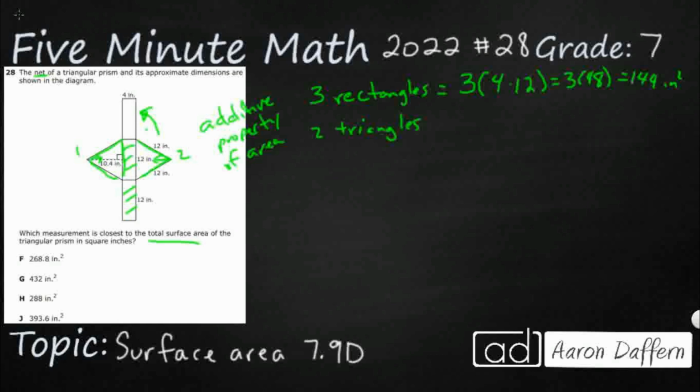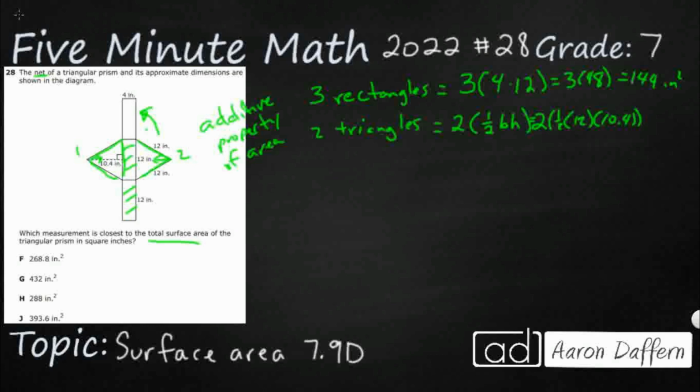Triangles might not be necessarily as easy. Now check this out. I'm going to just double it since there's two triangles. Then I've got 1/2 base times height, right? So 2 times 1/2 times my base, which is 12, and then I've got 10.4. That's the only decimal, making it a little bit interesting here.